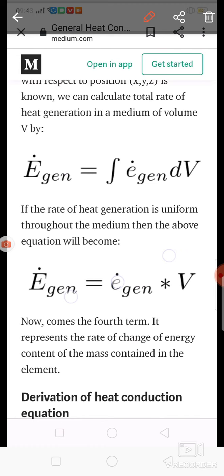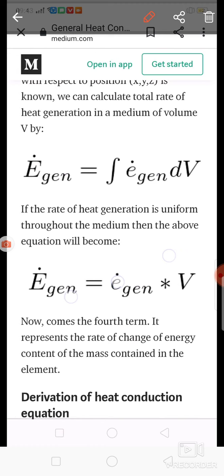So how do we calculate the total energy generated within the element? That is the energy generated per unit volume per unit time, multiplied by the volume. In that term, volume is in the denominator, so multiplying by volume we get the rate of heat energy, that is, watt. In the energy balance equation, we have to write the equation in the form of watt. So the energy generated is equal to e dot generation into volume. This is the third term, the heat generated within the element, calculated as e dot generated or small qg into volume.